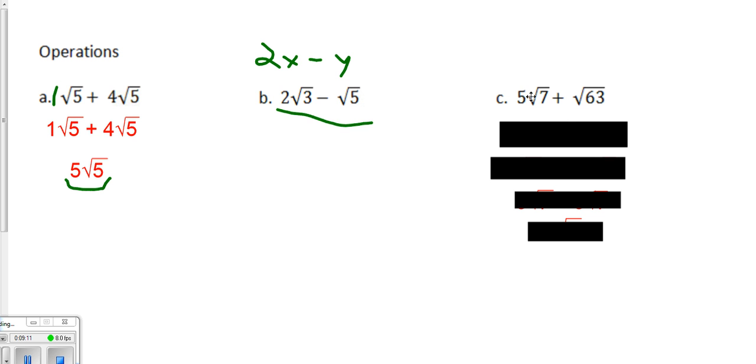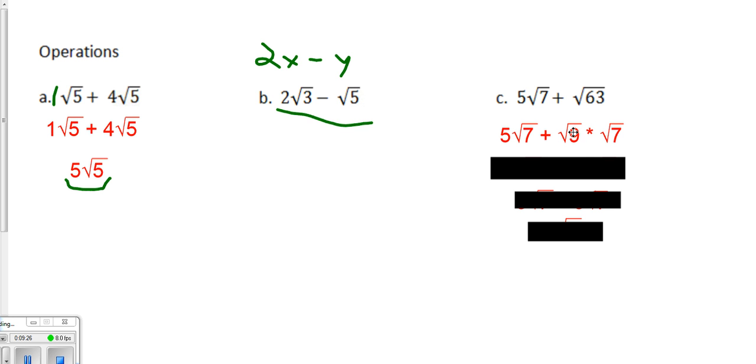How about this one here? We've got 5 square roots of 7 plus the square root of 63. Well, 5 square roots of 7 has to stay. We can't break it down anymore. 7 does not have anything that multiplies to it. But square root of 63 is 9 square roots of 7.